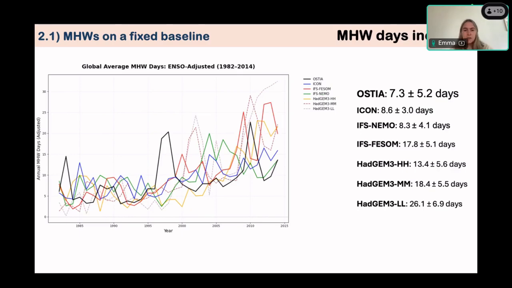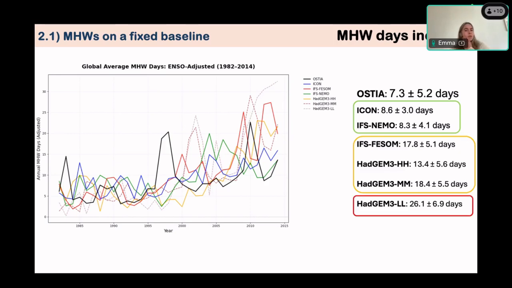And here the models agree less. So ICON and IFS NEMO are still the best performers, but overestimating a bit. And the other models are overestimating quite a lot, especially, again, the lower resolution HEDGEM models.